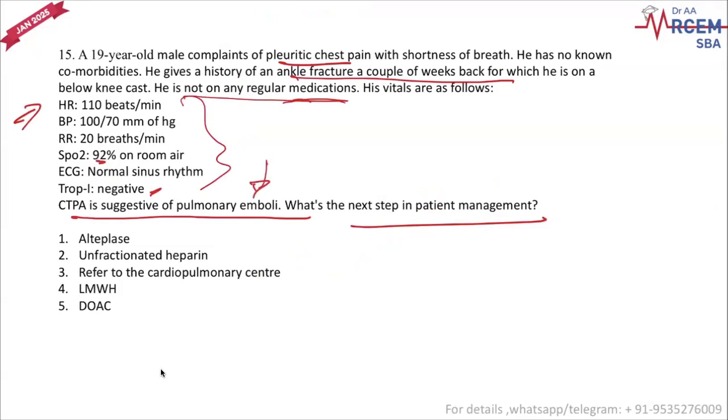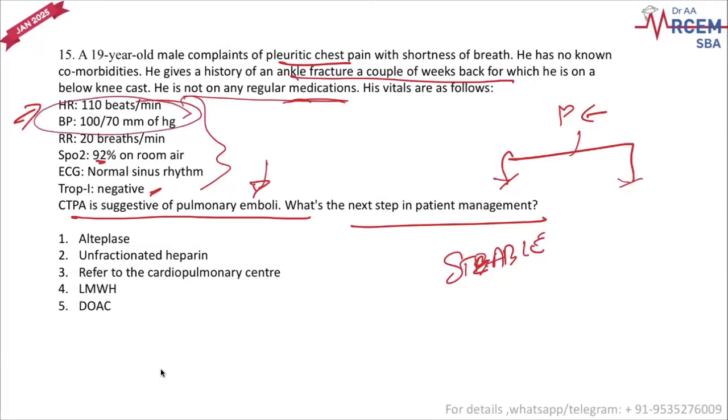Before we go for management, we have the PE diagnosis. We need to see whether it is stable or unstable. This is a stable patient. Why do I call it a stable patient? Because I am just looking at the blood pressure. Systolic blood pressure is more than 90. That is enough. A hemodynamically stable patient will be treated with a direct oral anticoagulant like apixaban or rivaroxaban. So the right answer here is DOAC, direct oral anticoagulants.